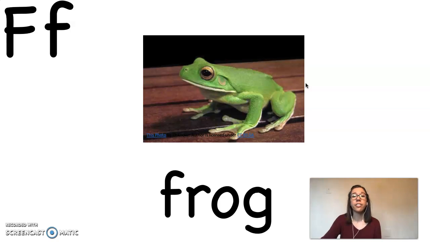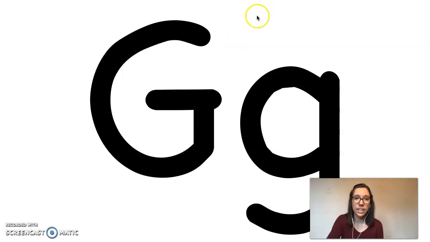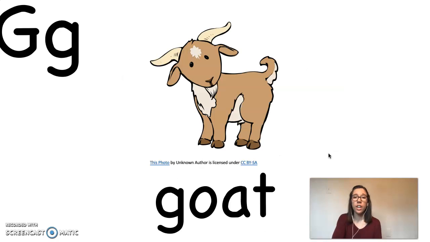F is frog. Next up is the letter G. G has a big curve. It starts just like the letter C does. Capital G curves all the way around, then goes up a little bit, crosses, and then doubles back. Lowercase g curves down and around below the line, and then comes back up to round around the top. G says g, as in goat.